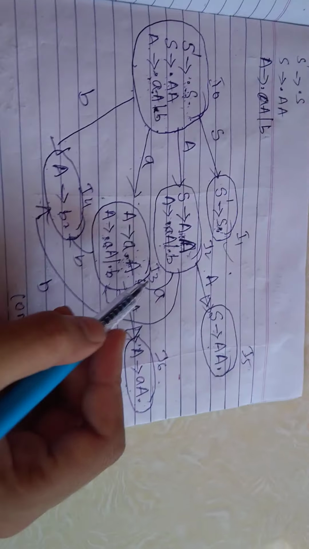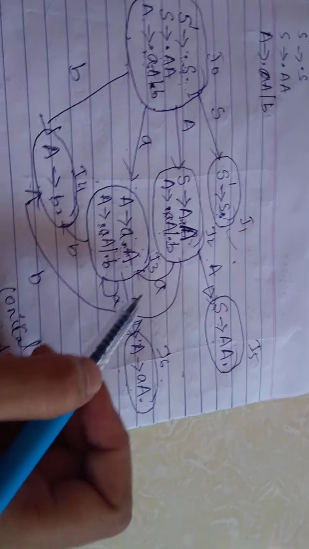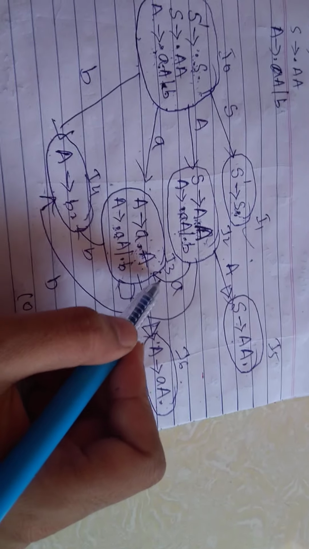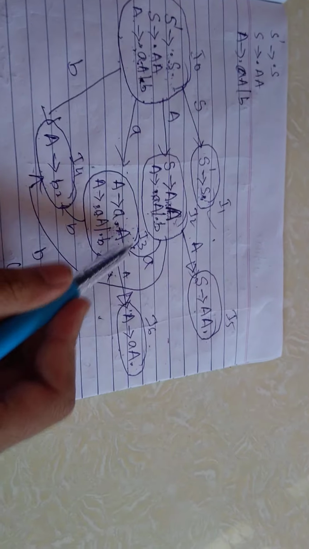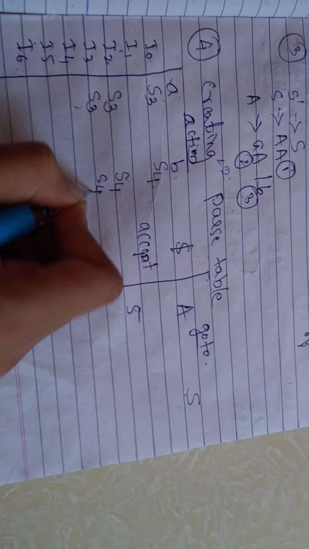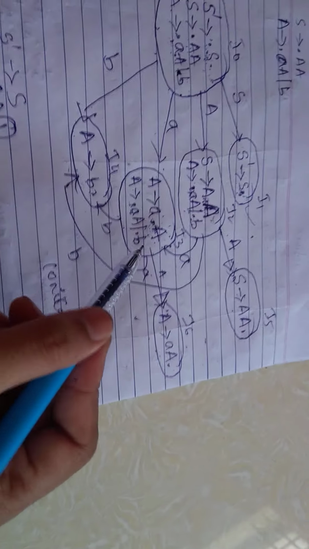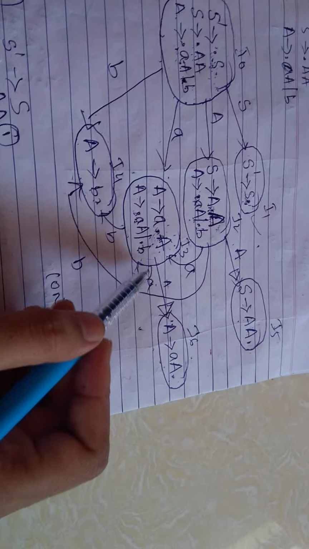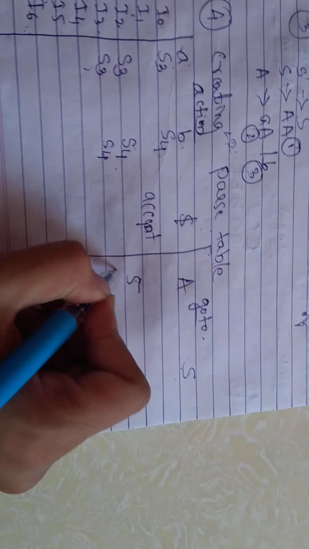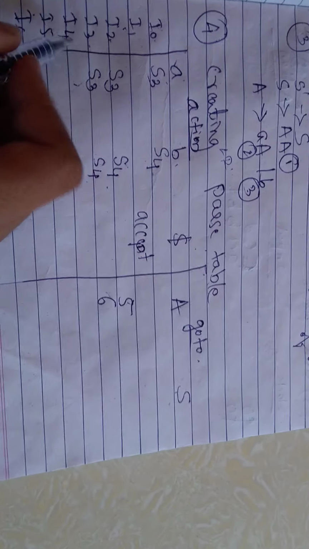Understood? Now, in I2, are there any reduce productions? No. Now come to the I3 state. I3 on small a will be S3 only. I3 on small b will be S4 only. Then I3 on capital A, where will it go? It will go to 6.